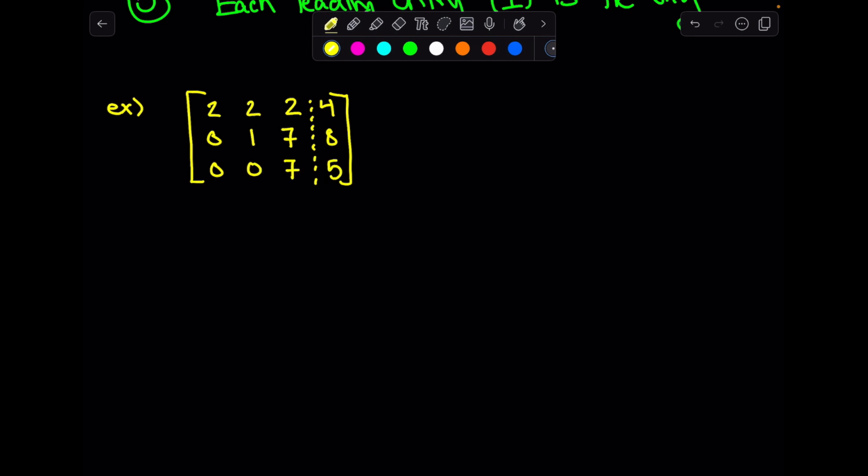Now, if this matrix represents a system of equations, just as a reminder, this first line is 2x1 plus 2x2 plus 2x3 is equal to 4. The second row is 1x2 plus 7x3 is equal to 8. And the last one says that 7x3 is equal to 5. We could actually go ahead and solve this system, because this one tells me how to solve for x3. Once I have x3, I could solve for x2. Once I have x2, I could solve for x1, and I could finish this problem. But right now, that's not the goal of this exercise.